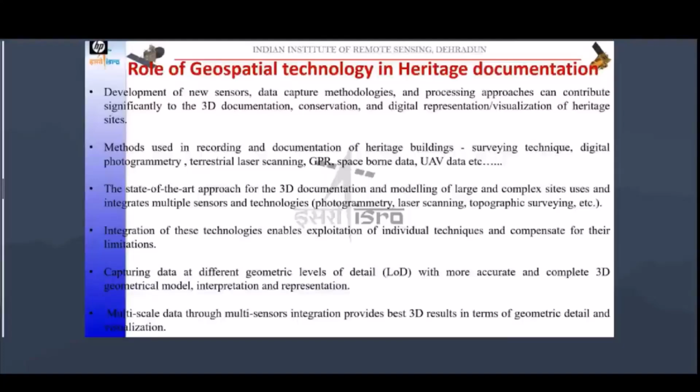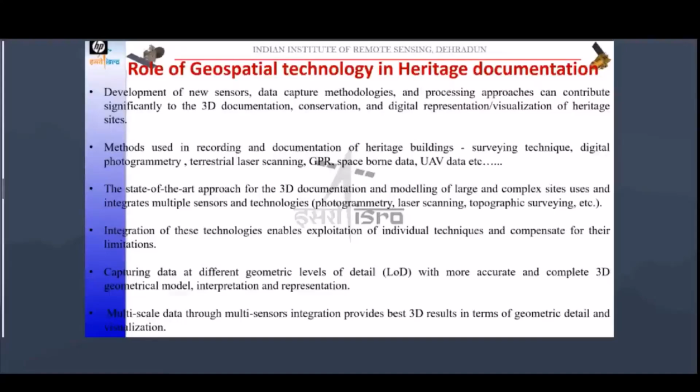Methods that we can use in recording and documentation of heritage buildings, since we are focusing mainly on built heritage structures here, could range from surveying techniques, digital photogrammetry, terrestrial laser scanning, ground penetrating radar, spaceborne data, satellite data, which could be from the optical wavelengths, it could be hyperspectral data, microwave data, thermal data, and anything that suits us for the particular application. Data from UAV platforms, etc. Or club everything together, use complementary information from each technique and use it in a synergistic, combined format.